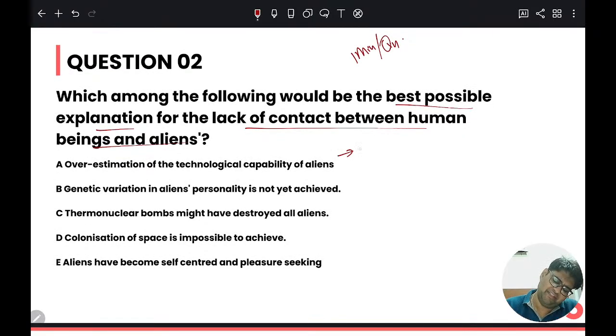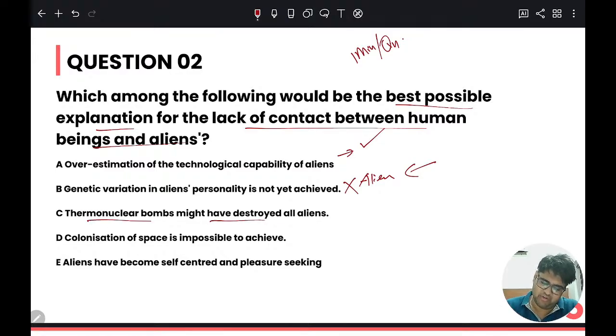We overestimated them. Can be, maybe, I don't know. Let's see if genetic variations in aliens' personality is not achieved yet. This is an alien concept. It is not talking about genetic variation, right? So it's beyond the scope of alien, I'm not taking that.